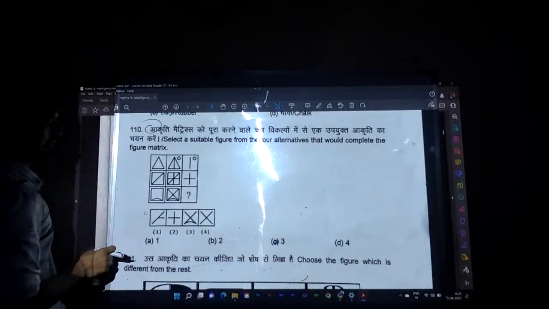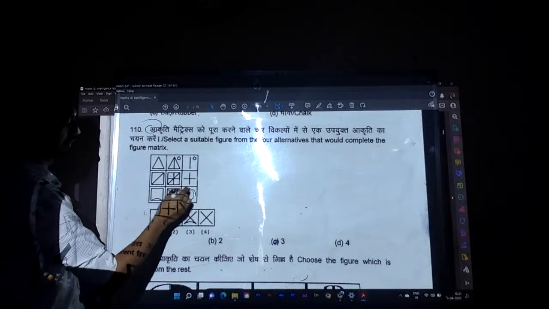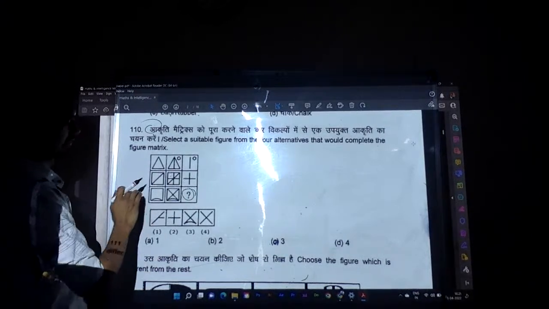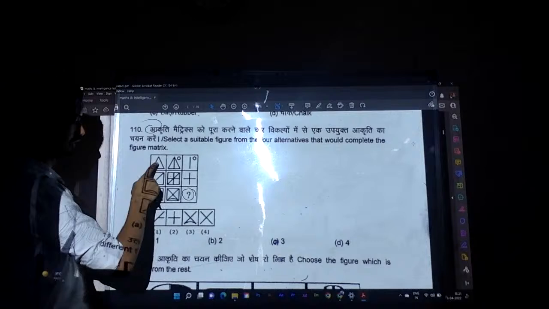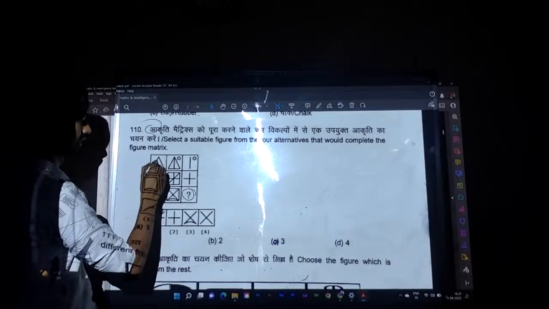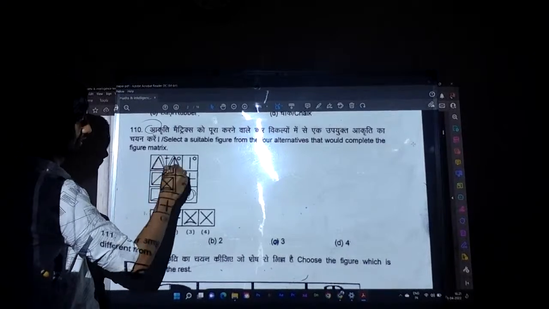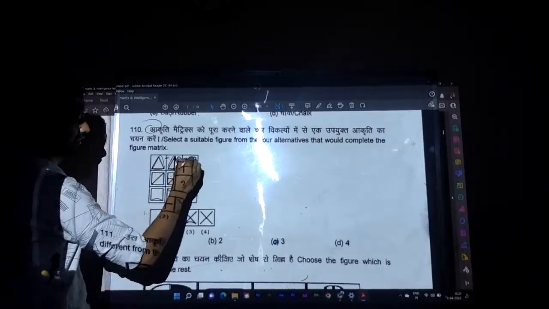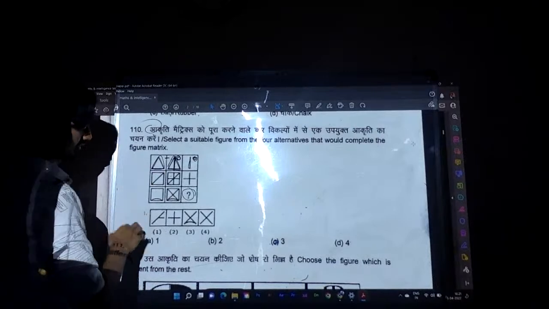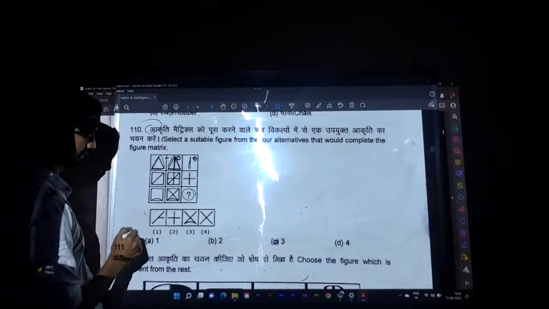In this question, we have to complete this matrix. We have to complete this question mark. So this will go as: when you divide this and this, you will get the result. Like here it is a triangle. But when you minus this, the triangle will get eliminated and the line and circle will remain as the answer. So following this, come to the third question.